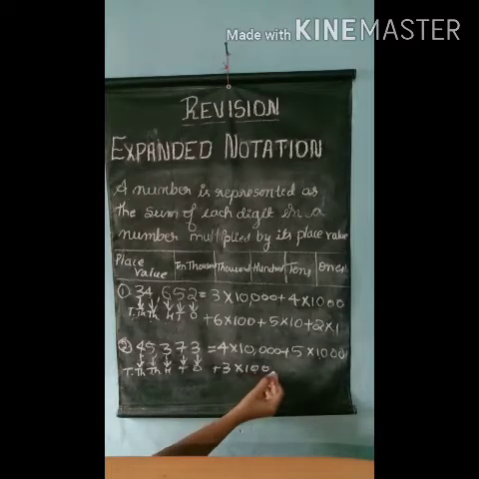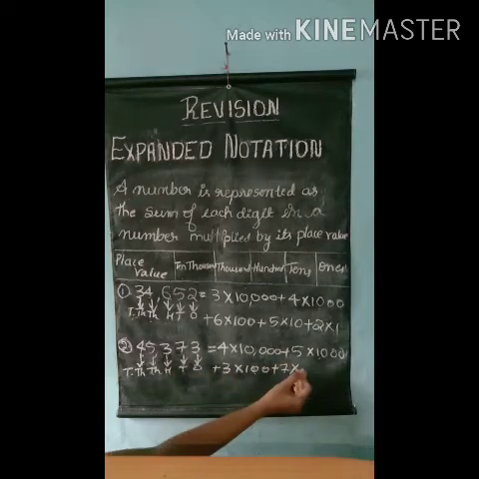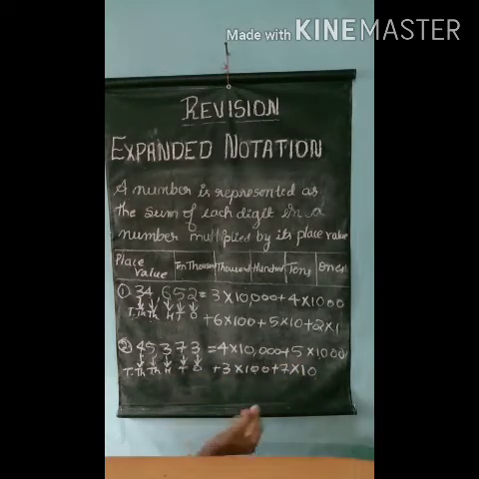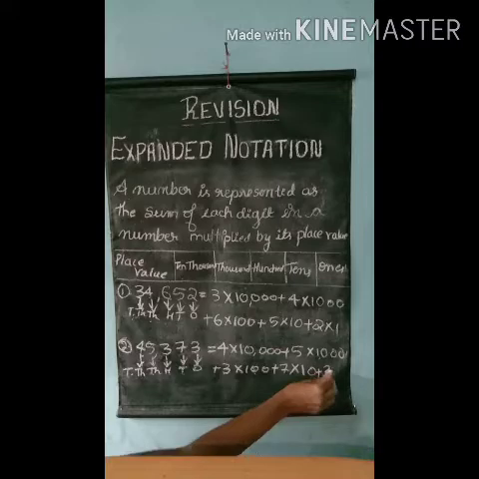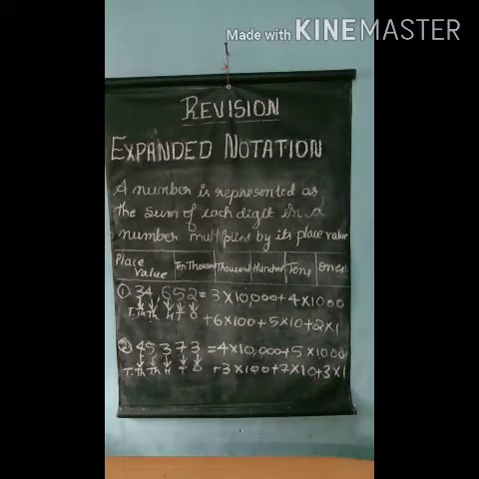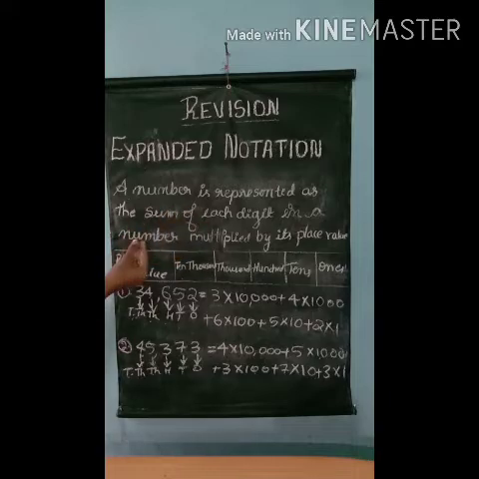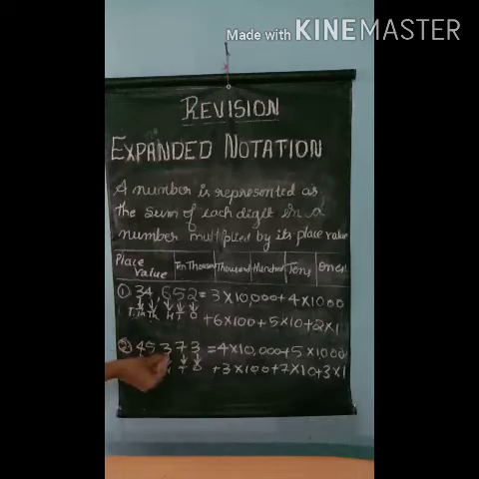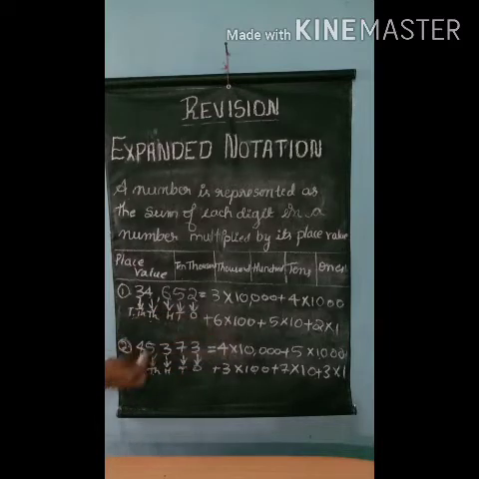3 multiplied by 100 plus 7. 7 in which position here? Tens. So 7 multiplied by 10. So next one is a 3. 3 in which position here? 3 in ones position. So 3 multiplied by 1. So what is the expanded notation? A number is represented as the sum of each digit in a number multiplied by its place value. So it is called expanded notation.